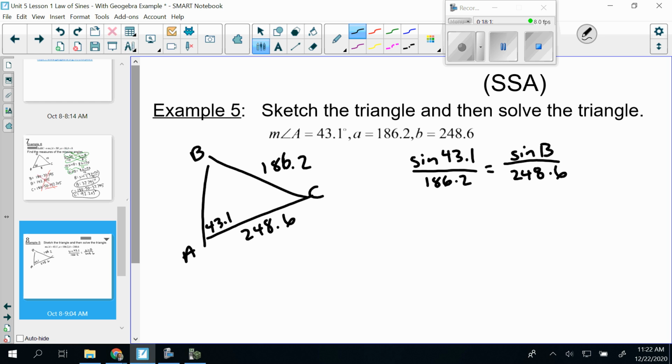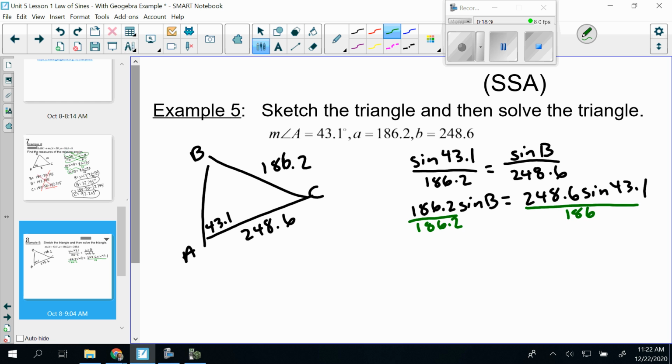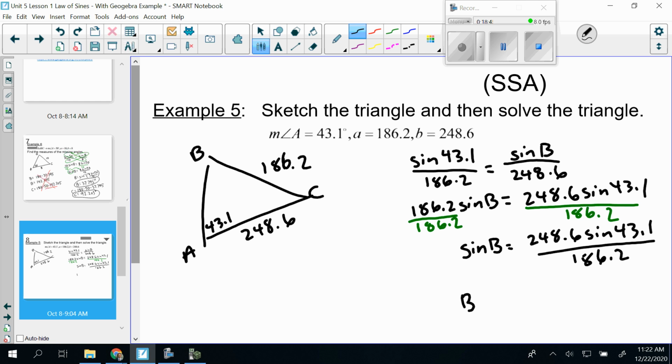So if we cross multiply, we get 186.2 times sine of angle B equals this. We're going to have to divide here by 186.2. And that leaves us with sine of angle B being equal to all this stuff. Last thing we need to do now, just like we did in the previous problem, is do inverse sine. So angle B is going to be inverse sine of all this stuff.